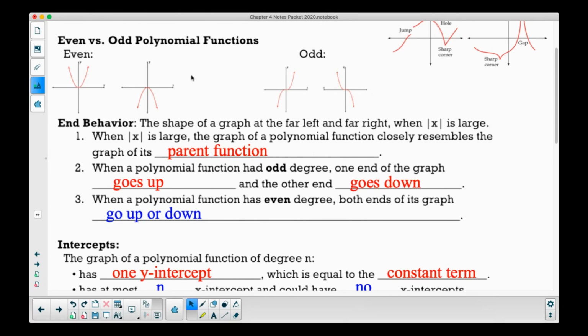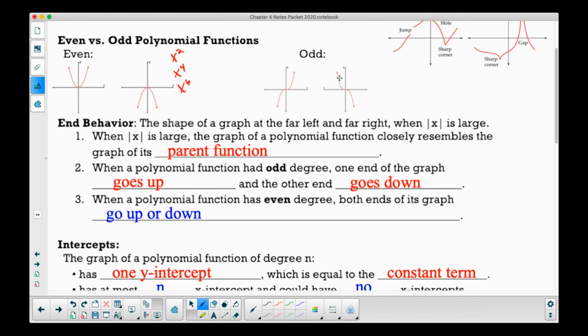So even and odd, where does that come from? Well, it comes from the power of the function. The highest power is the degree. So a function of even degree has its highest power as an even number, for example x squared, or x to the fourth, or x to the sixth. If the degree of the function is even, it's going to have the same end behavior. It'll either have both ends going up or both ends going down.